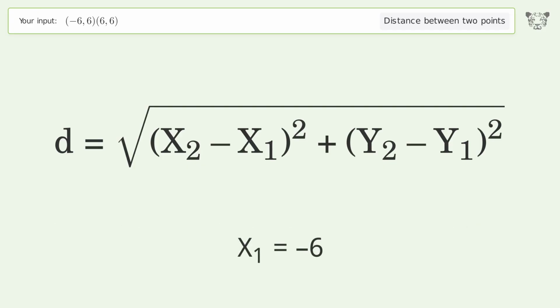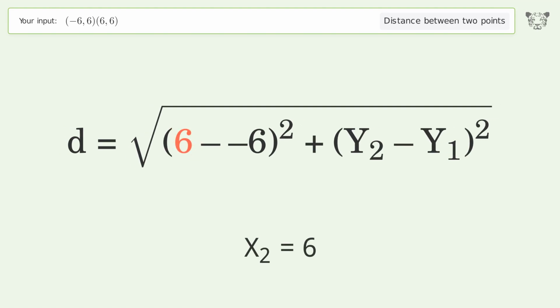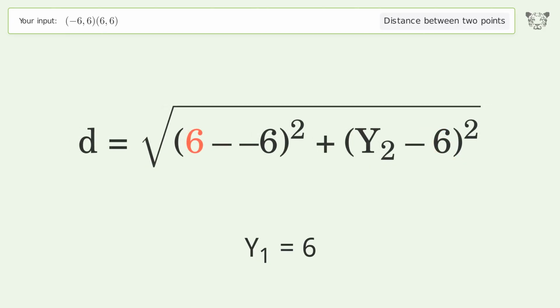x1 equals -6. x2 equals 6. y1 equals 6. y2 equals 6.